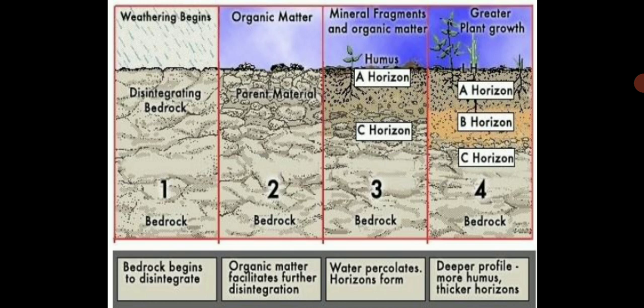So here you have greater plant growth, and this is how the formation of soil takes place. It's a gradual, very slow process. It's a natural process of formation of soil. It takes years together. Now let us see the types of soil.